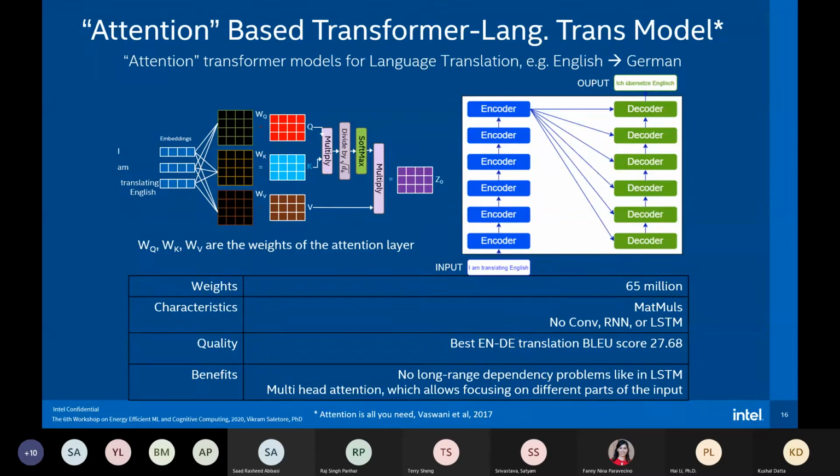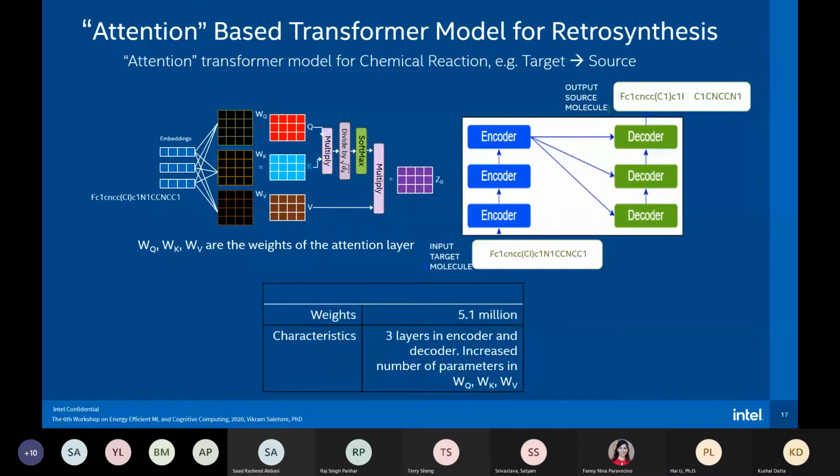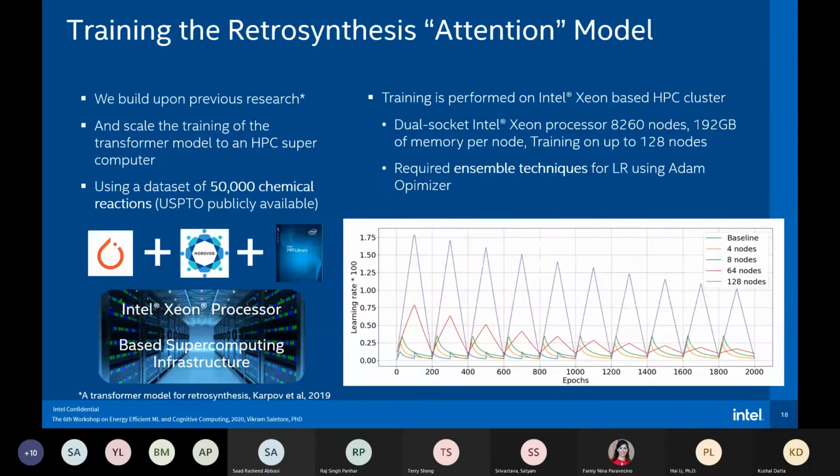It's about large. It has 6 encoders, 6 decoders, and a large number of attention heads. So what we did, we took the attention model and reduced it to 3 encoders, 3 decoders, and reduced the number of attention heads. Of course, it reduces the size of the weights to 5.1 million, and so we used that to train this model on the US Patent Office data set. And this was using PyTorch, and we built on the earlier work that was done in previous research.